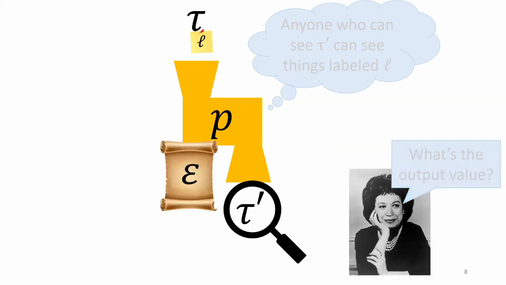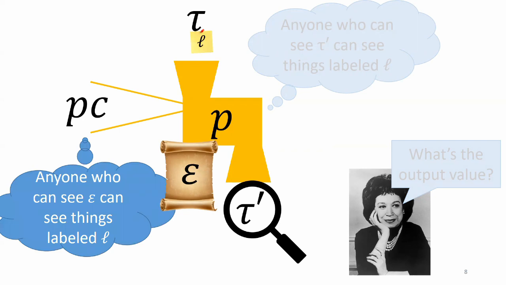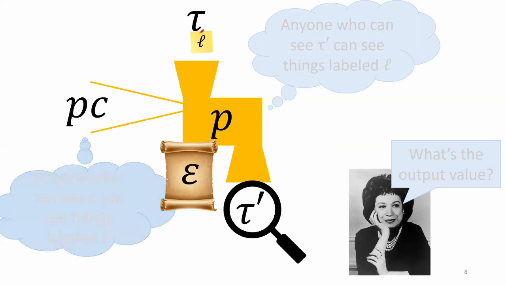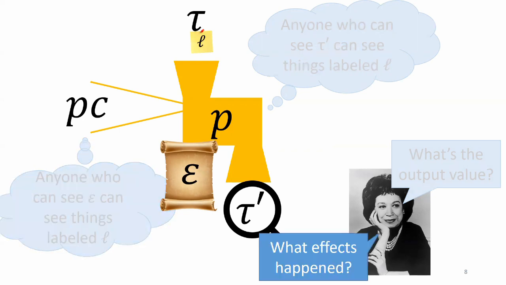They also produce effects, say epsilon. And the PC is somehow embedded in our program, and it guarantees that anyone who can see the effect can also see things labeled L. Thus, if Alice wants to know what effects happened, she can only tell if she would have been able to see the input of the program. Everything so far has been very standard information flow control.